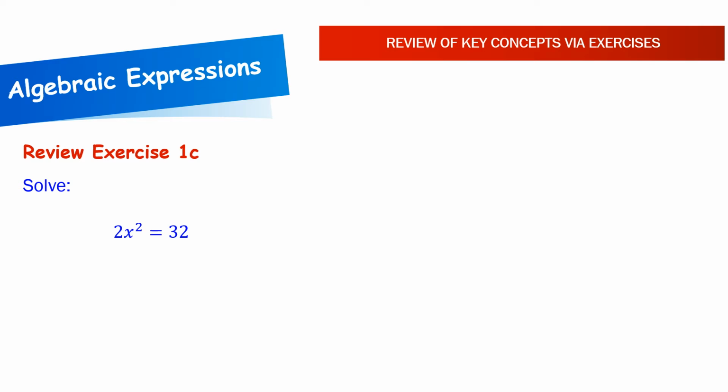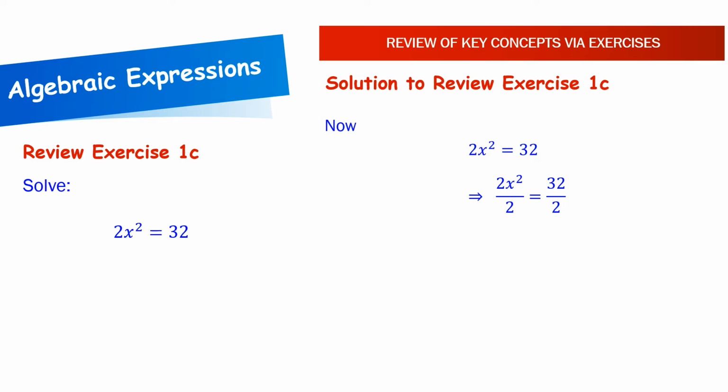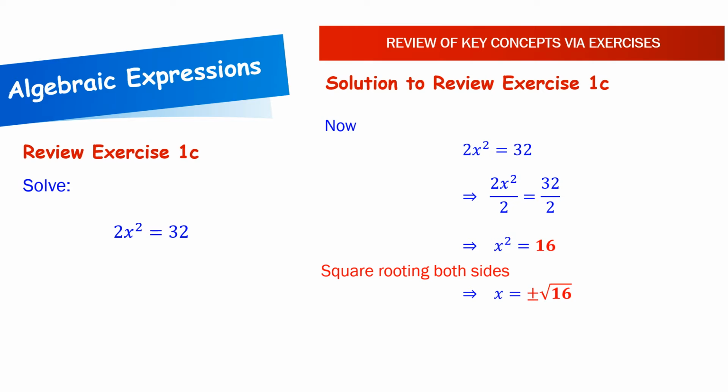Now for exercise 1c, 2x squared equals 32. So we divide through by 2 in order to get rid of the 2 on the left-hand side. The 2's cancel. And finally we can square root both sides to give us x equals plus or minus square root of 16, giving us x equals plus or minus 4.